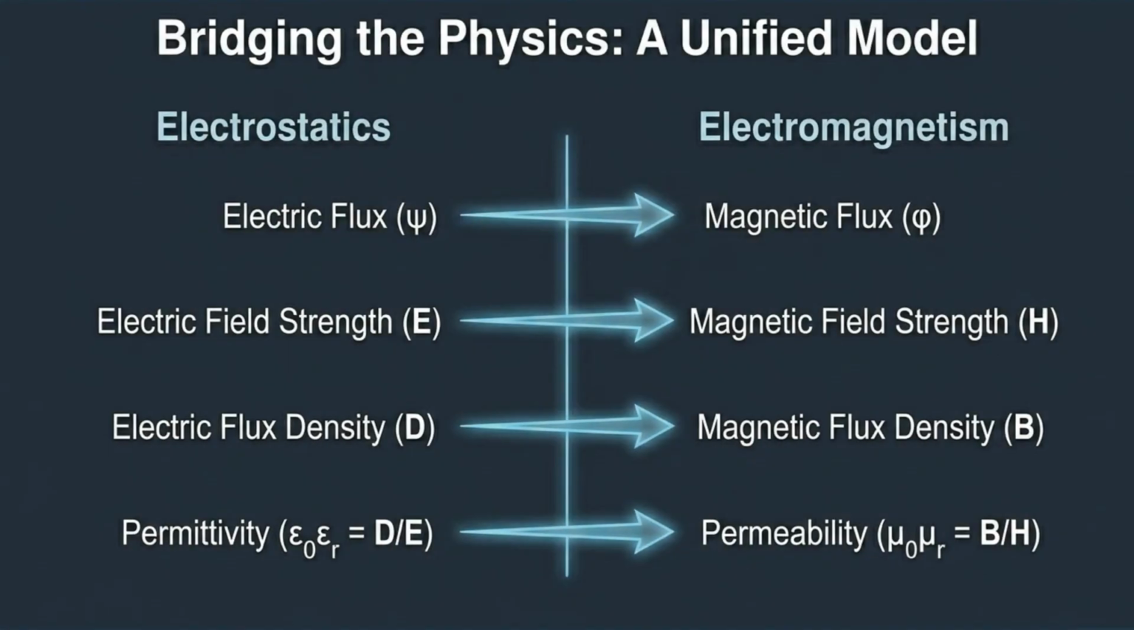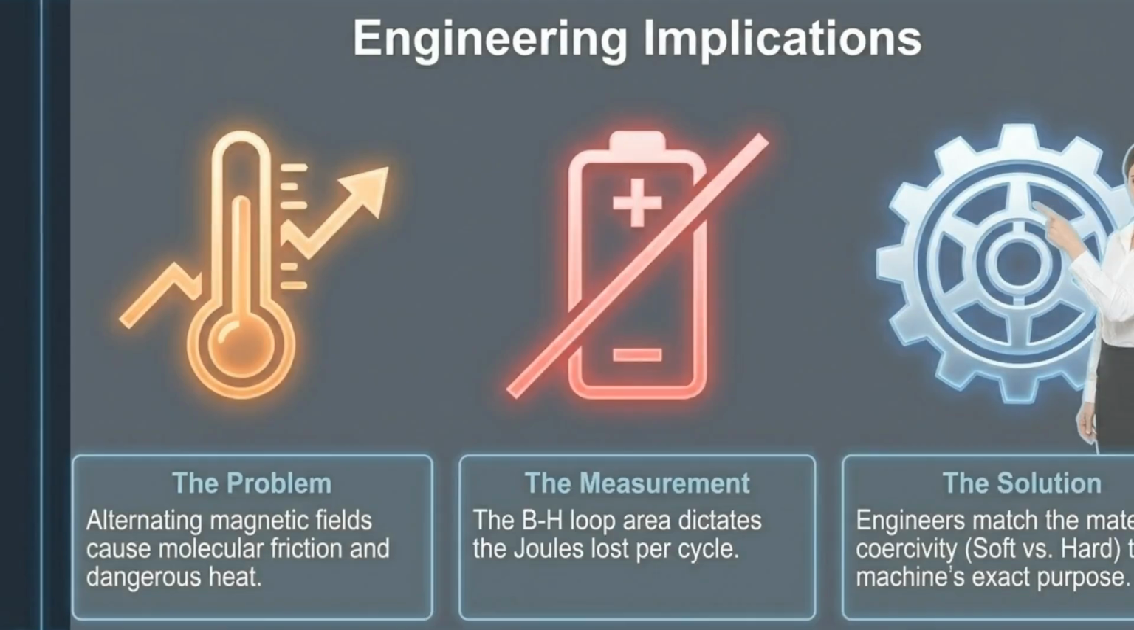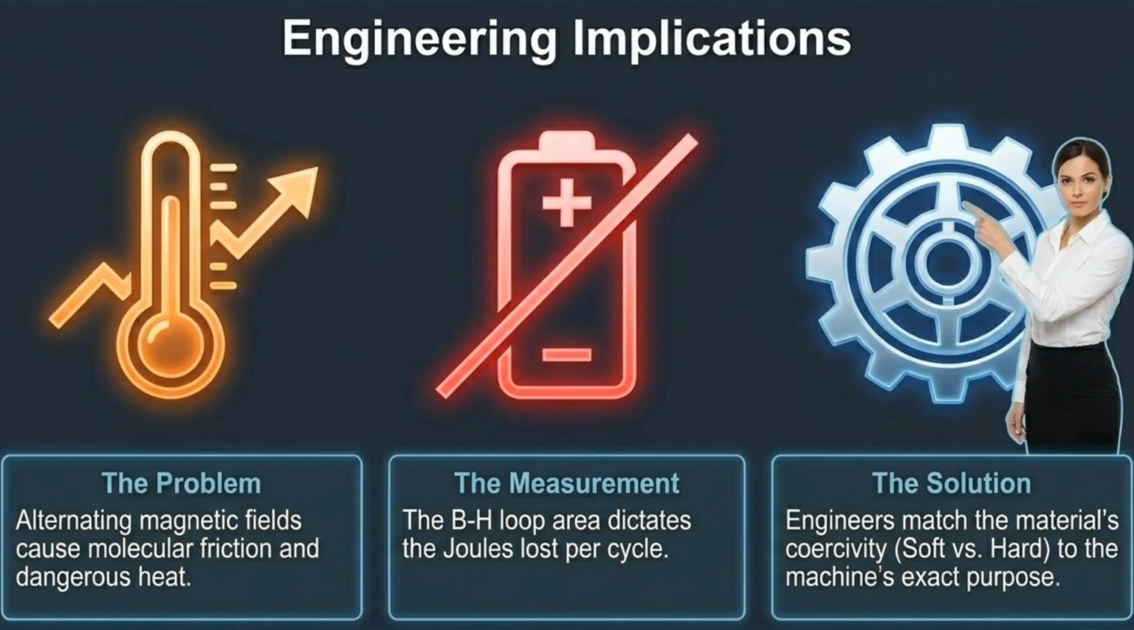A unified model bridges electrostatics and electromagnetism, showing similarities between key parameters. Electric flux, field strength, flux density, and permittivity have their direct counterparts in the magnetic realm. The engineering implication is that alternating fields cause heat, measured by the BH loop area. The solution is matching the material's coercivity, either soft or hard, to the machine's exact purpose to minimize power loss.